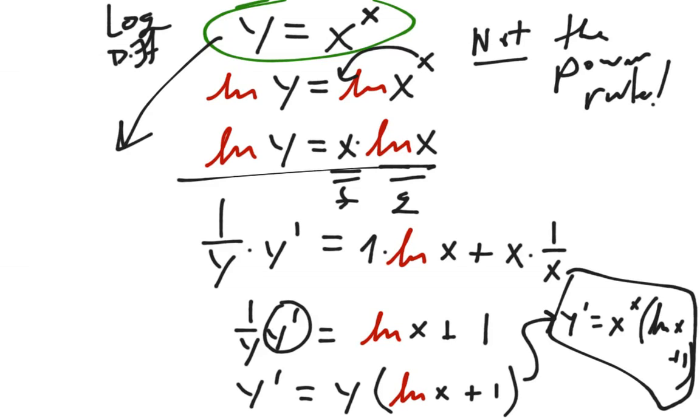Using this, you can take the derivative of anything of the form f of x to the g of x, because basically in this step you'll do some product rule and it'll all work out and be fine.